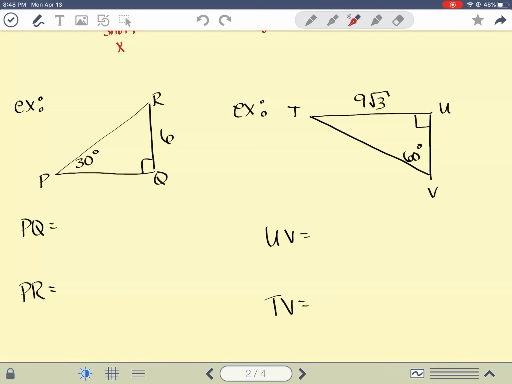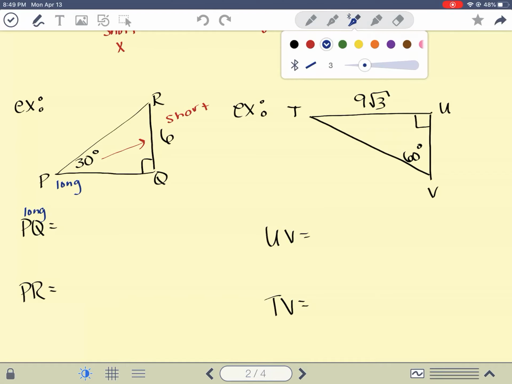Let's look at this example. In our first example, we see that we have our short side. It's across from our 30-degree angle, so this is our short side. Over here, PQ is going to be our long side.